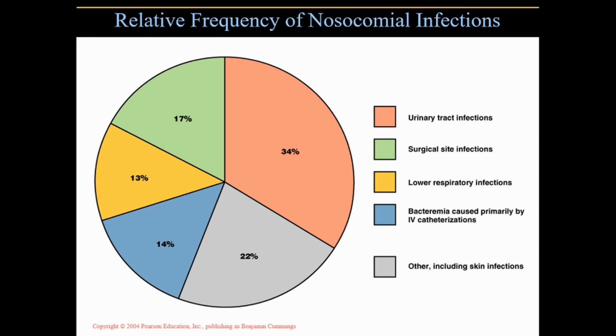This chart just shows the different kinds of hospital-acquired infections. The number one is urinary tract infection. These numbers are not current, but I can tell you that UTIs year after year after year are the number one hospital-acquired infection. It may not be 34% in the year 2020, but it's going to be the number one nosocomial urinary tract infection.